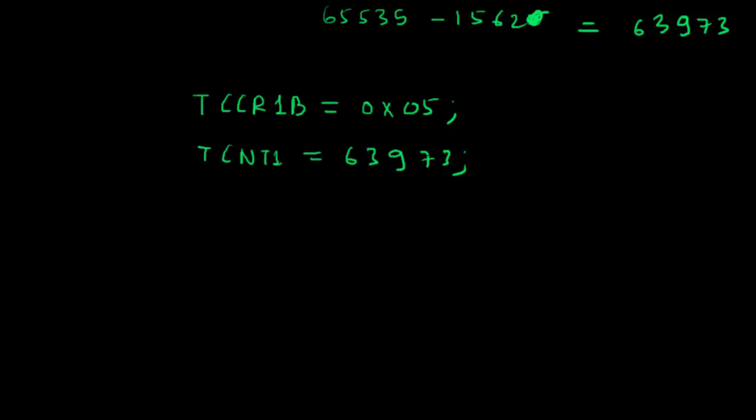Now if we do that, the next thing is to enable the interrupts. To enable the interrupts, we know that first we need to enable the global interrupts, and after we do that, we would be using the timer interrupt mask register to enable the individual interrupt, and in this case we're using the timer 1 overflow interrupt.